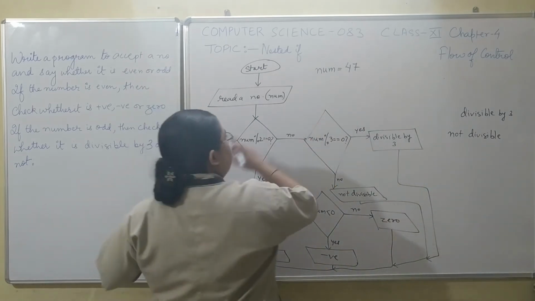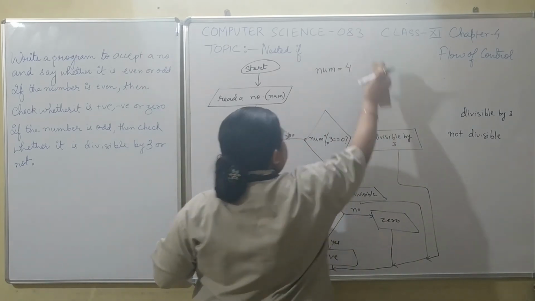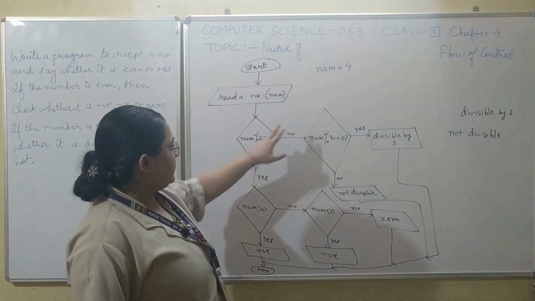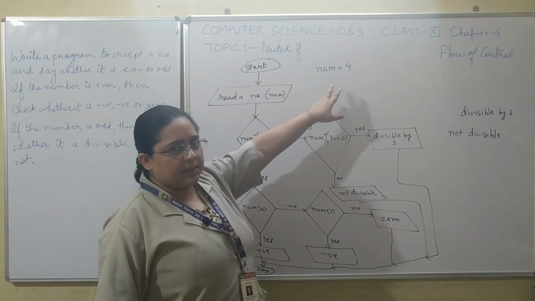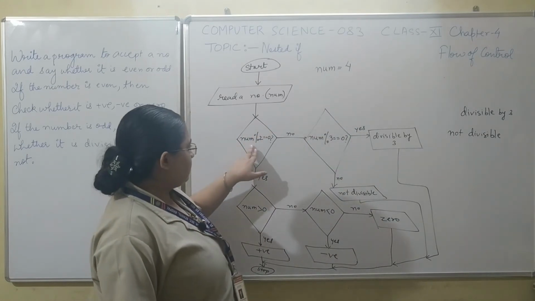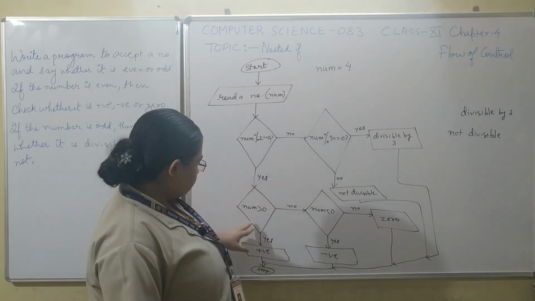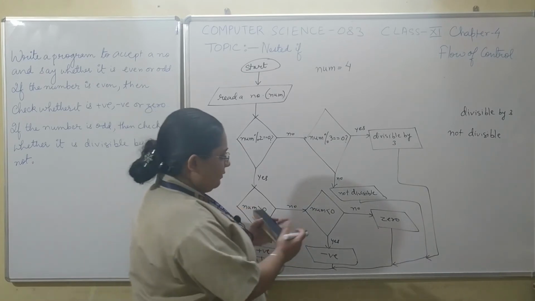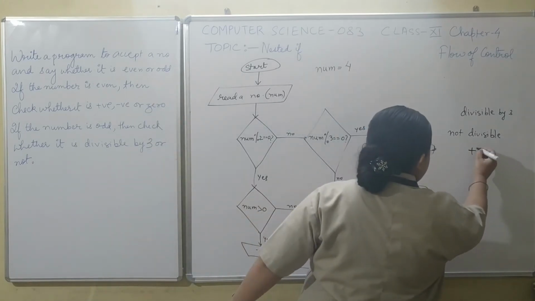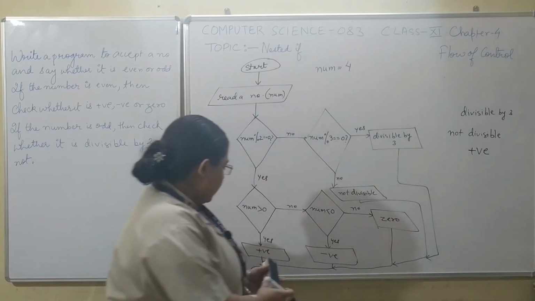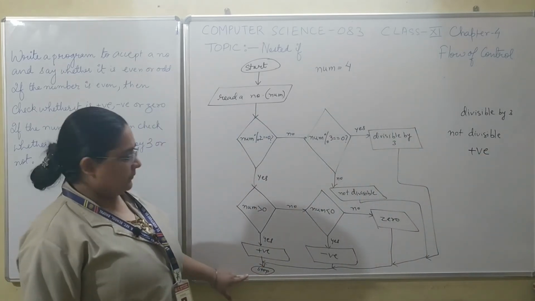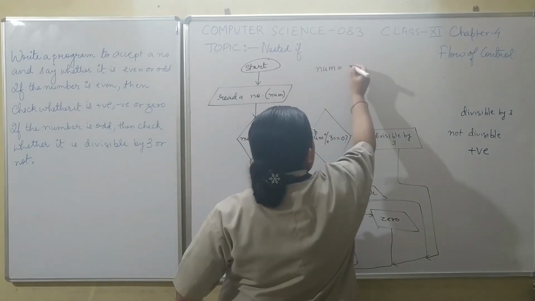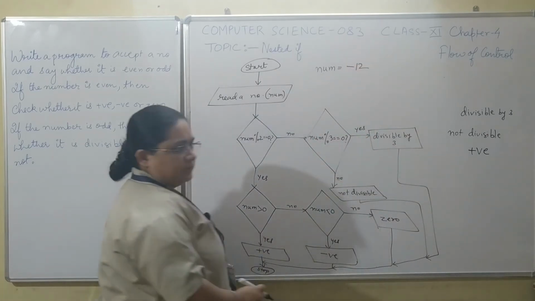And if the number is 4, we have a number num over here, that is 4. So is it divisible by 2? Yes. Is it greater than 0? Answer is yes. So print what? Positive. And go to stop. And suppose it is some number which is negative, like minus 12.